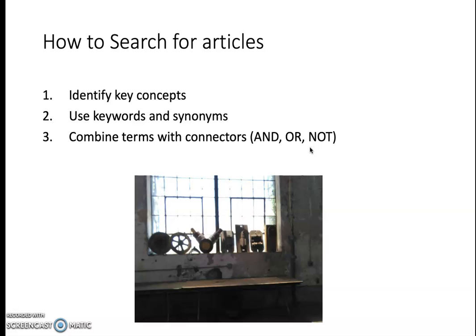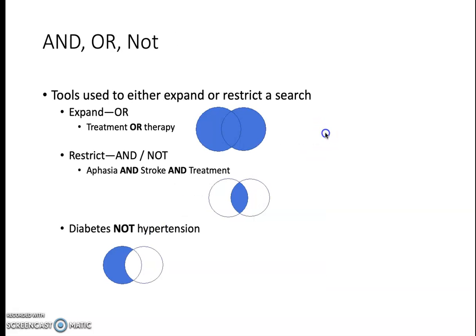Finally, I combine the terms using and, or, and sometimes not. If I want to expand my search, I use or. If I put into the search box treatment or therapy, it will retrieve anything that has the word treatment, anything that has the word therapy, and anything that has both. So you see I'm getting more. On the other hand, if I use and, it's only going to retrieve those that have to use all three of those terms. So if I say aphasia and stroke and treatment, it's only going to retrieve this little bit in the middle that has to use all three of those terms.